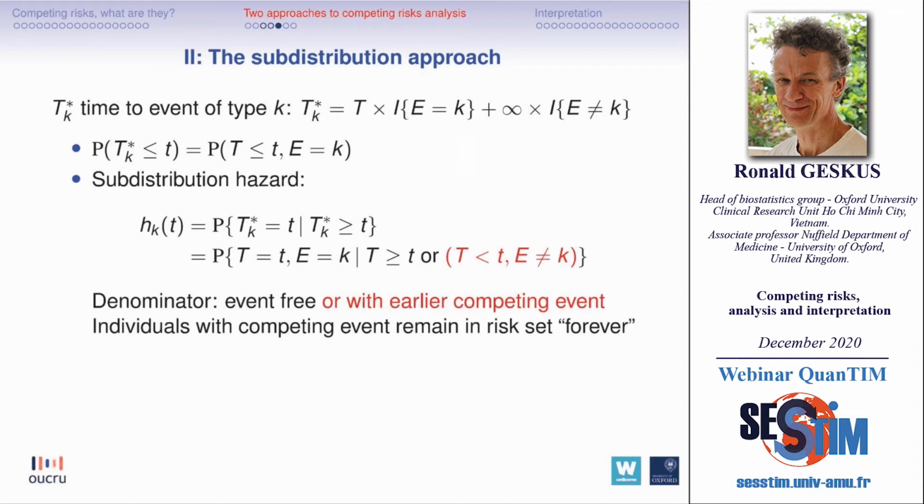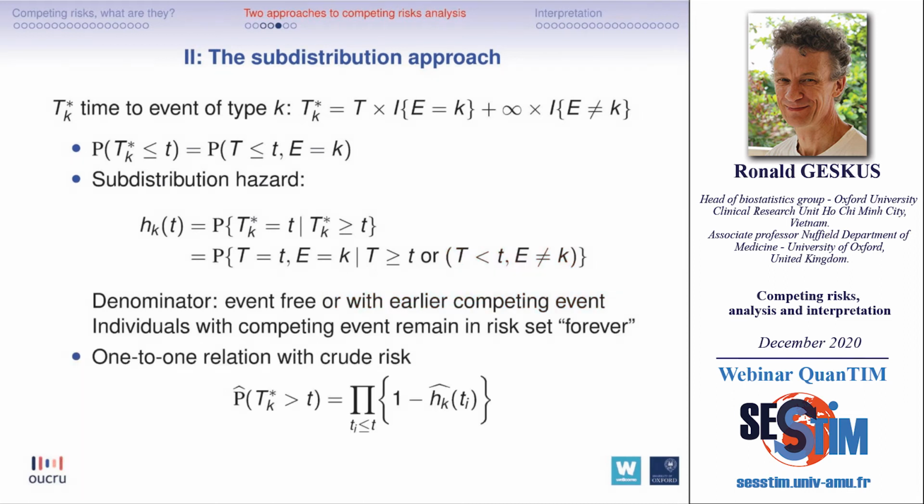So then he is still at risk, even though in practice it doesn't occur, he is still considered to be at risk for the random variable t star k. So you could say they remain in the risk set forever. I write forever within quotes because it's not really forever. If there's additional censoring due to short follow-up, loss to follow-up, whatever, you need to use a slightly more complicated approach, but this is the basic idea.